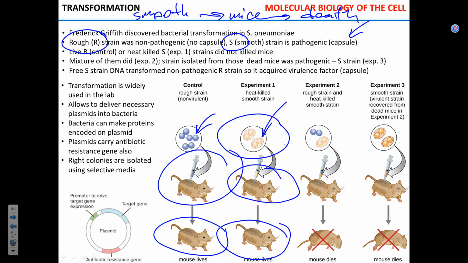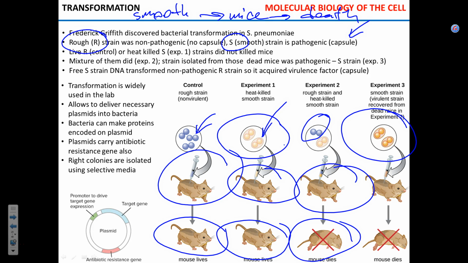But then he did an interesting experiment. He took a live rough strain, which is non-pathogenic, and inactivated smooth strain, which, when inactivated, is also non-pathogenic, right? So two non-pathogenic samples of microbes, one live, one dead, inoculated them together in the mice. The mice died. So he isolated the microbe that killed mice and showed that this is the smooth strain.